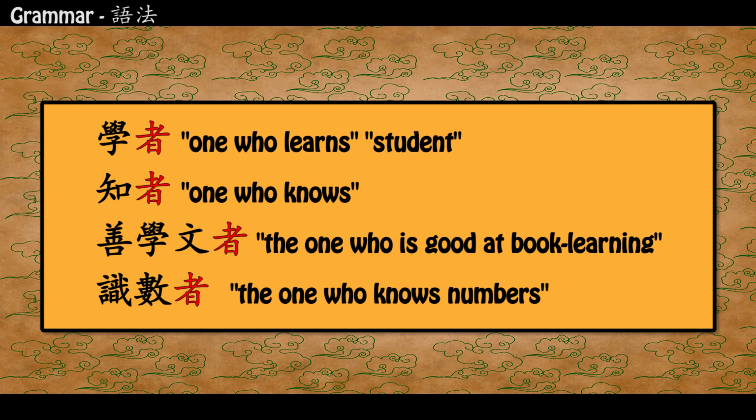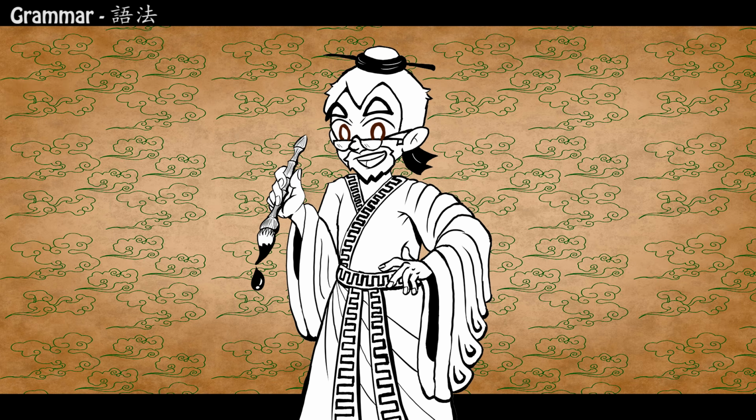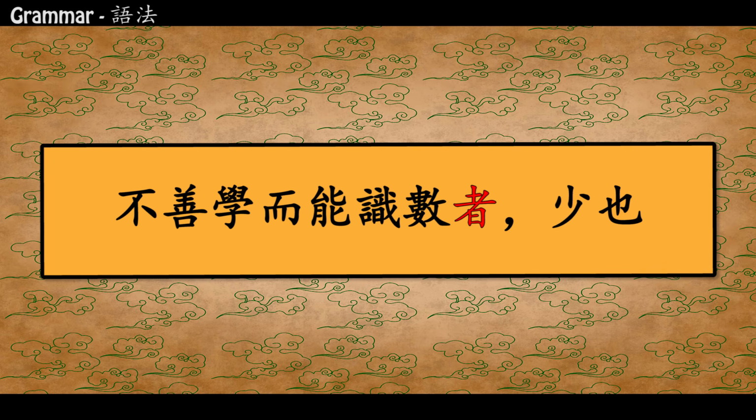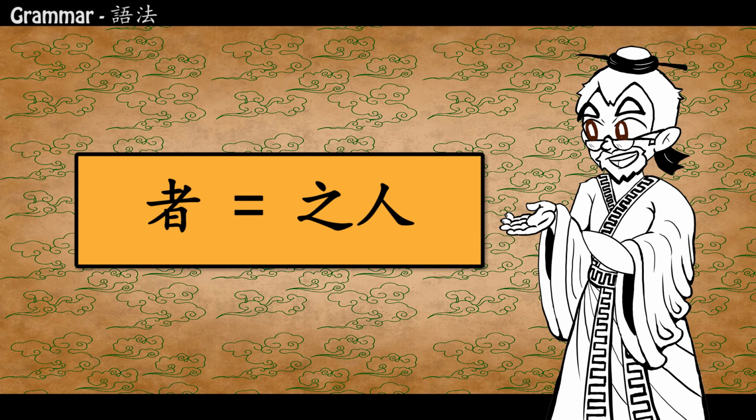to wit, 学者, a learner, a student, 知者, one who knows, someone wise, 善学问者, one who is good at learning, a scholar or bookworm, 识数者, someone who knows numbers, someone who knows math. We can even tack 者 on at the end of entire verbal sentences, like so, 不善学而能识数者少也. Few indeed are those who are bad at learning but know math. Here, the entire bit before 者 is nominalized, turned into a noun phrase by tacking on 者 at the end. In this way, 者 is much the same as 之人 when we're talking about people.